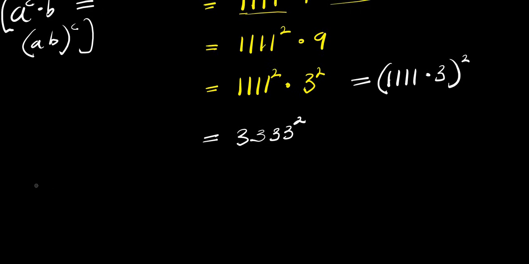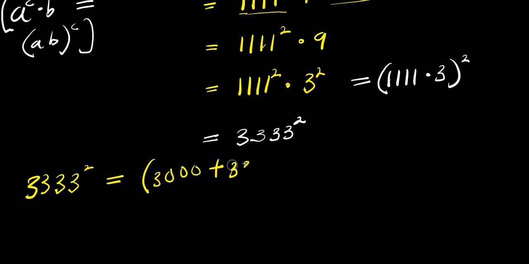So if you have 3 power 2, this equals, we have, 3,000 plus 3. It's 3 power of 2. So if you add these two, you have this.